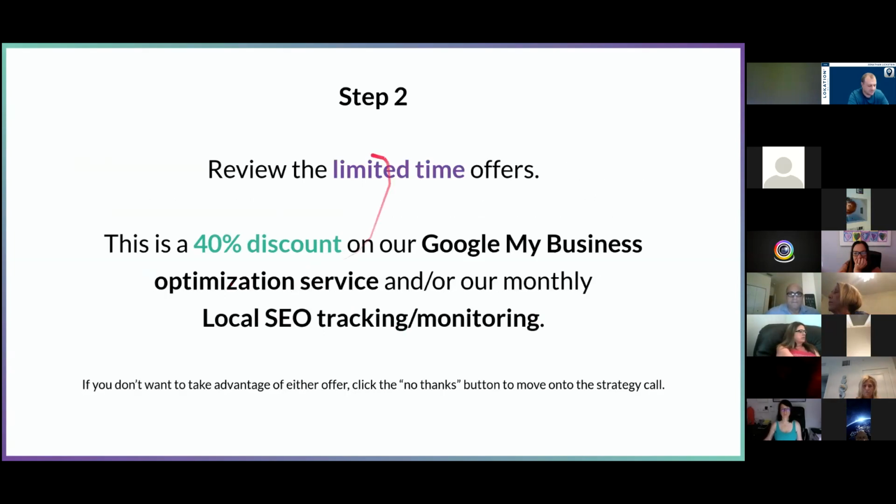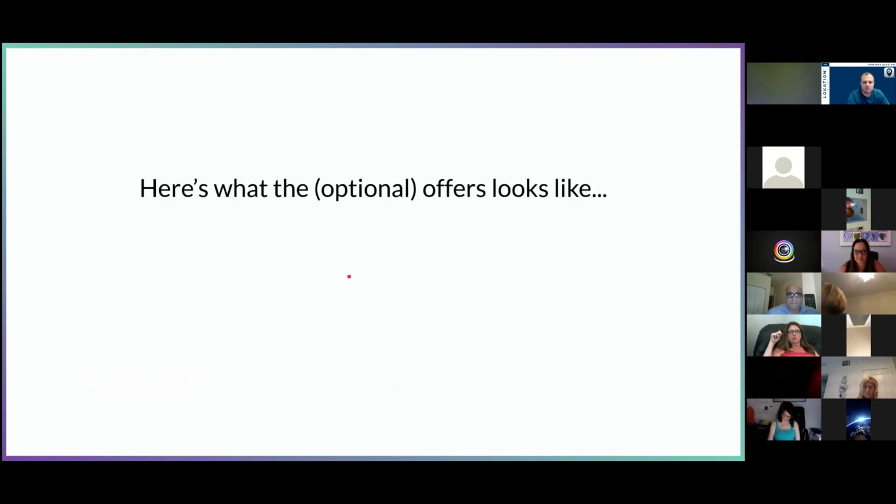Step 2 is going to be the first limited time offer that I have for you, and that's a 40% discount on the Google My Business optimization service. The second offer is going to be local SEO tracking and monitoring. I'm going to detail what these look like. Again, you don't have to take advantage of these. If you don't, there's a big red button on both of these offer pages that says no thanks. If you don't want either of them, you just click that no thanks to progress to the next step.